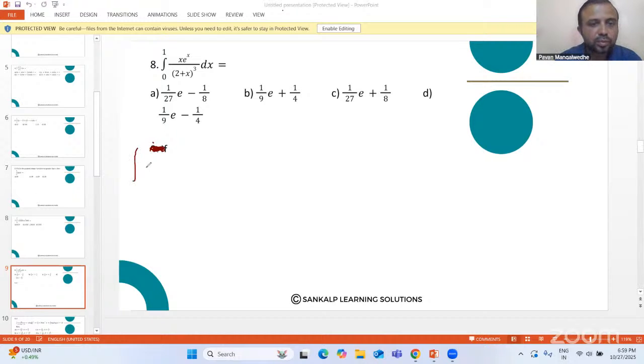Can use this formula, the generalized formula: integral of e raised to x times (f of x plus f dash of x) dx is equal to e raised to x times f of x plus c. Can use this.